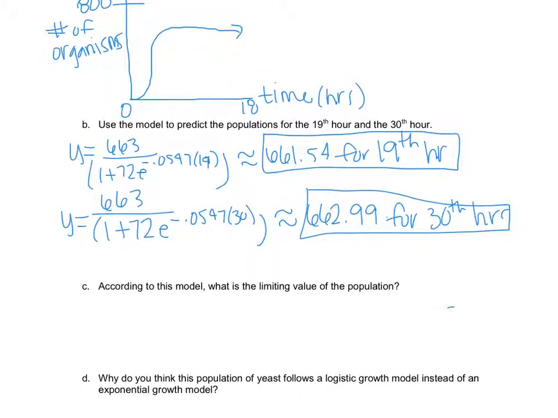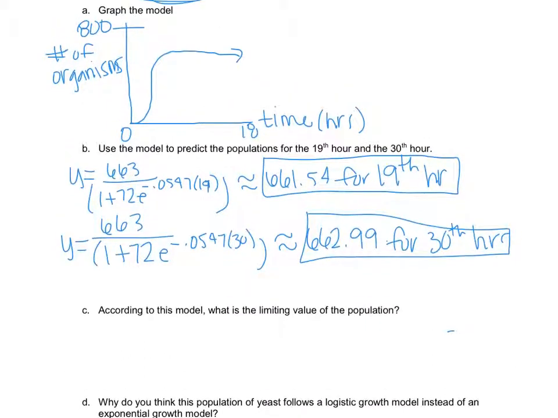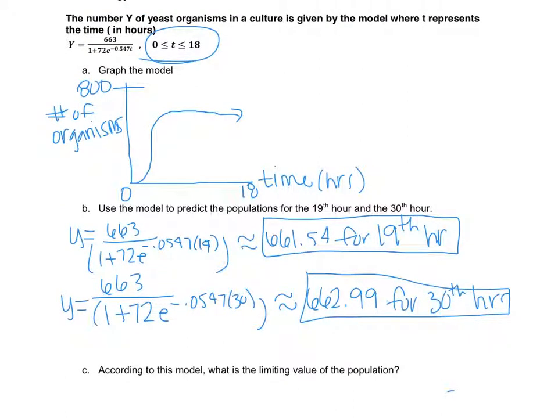Now it says, what is the limiting value of the population? If you notice, back up at our graph, it goes up and then hits a peak. In other words, an asymptote. So there is an asymptote that you can't see that is at some value, and what you've got to do is figure out what value that is.